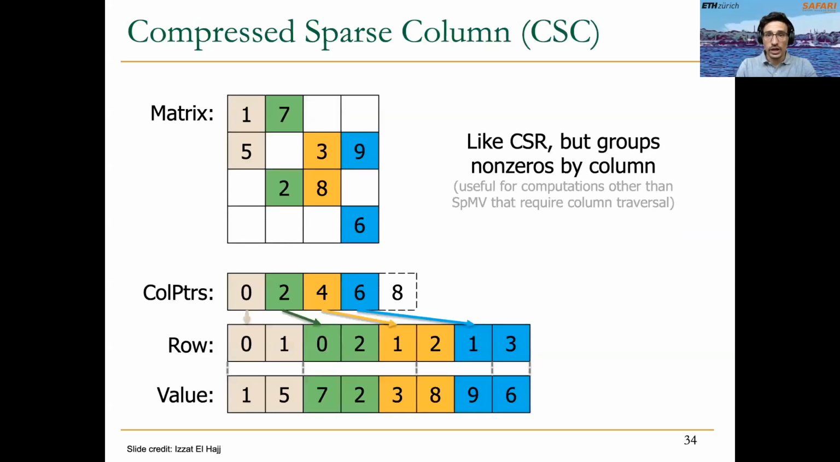Another important and useful compressed matrix format is the compressed sparse column, or CSC. It's essentially the same as CSR, but in this case we group the non-zeros by column. And instead of having an array of pointers to the beginning of the rows, we have an array of pointers to the beginning of the columns. As you can see, we store here 1 and 5, the non-zero elements of the first column, then 7 and 2, and we store the corresponding rows, and in order to access rows and values, we use these column pointers.